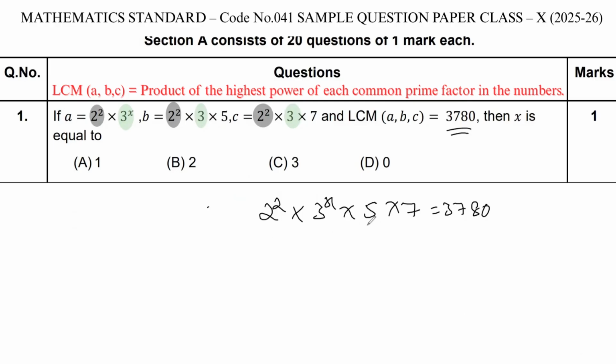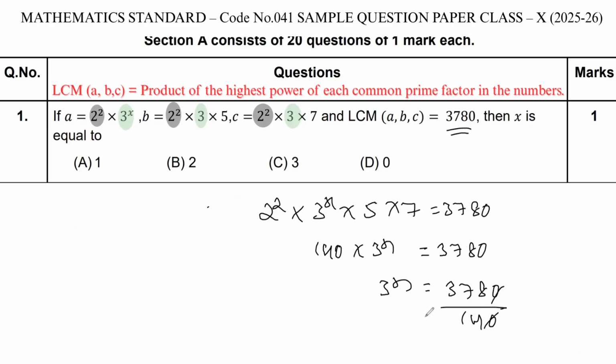Now multiplying these numbers, this is 4 and this is 35. So 4 into 35 is 140. That multiplied by 3 raised to the power x equals 3780. Now we can transpose this 140 to the other side by dividing with 140. So 0 and 0 get cancelled. I can see it is further divisible by 7. 7 times 5 is 35 and 7 times 4 is 28. So we can reduce it further with 2 as this is coming as 27.